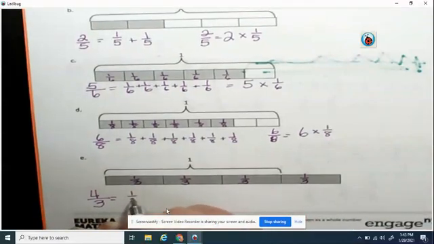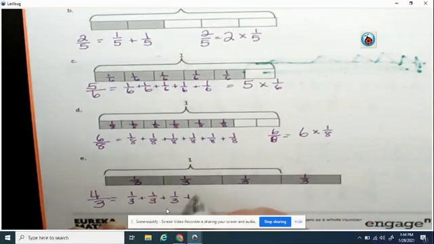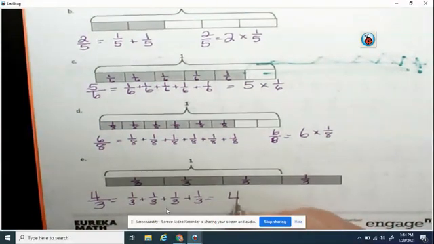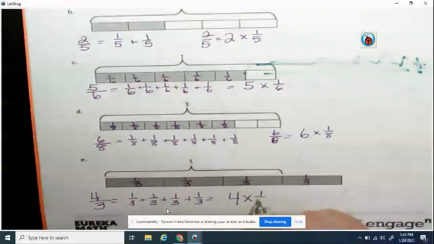So for unit fractions, I would have 1/3 plus 1/3 plus 1/3 plus 1/3. That equals 4 thirds. Or repeated addition is the same as multiplication. So I have 4 times 1/3.